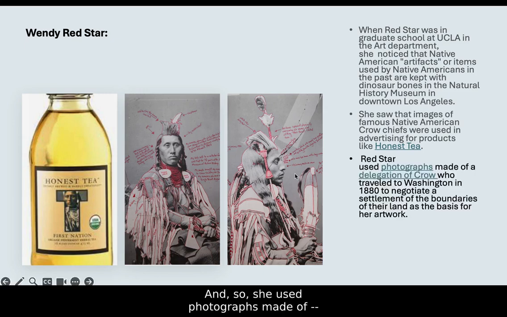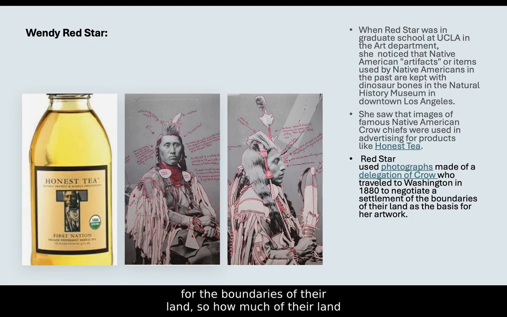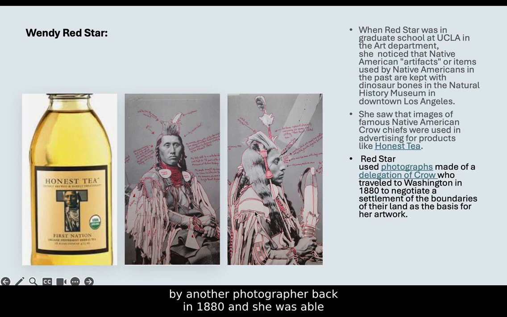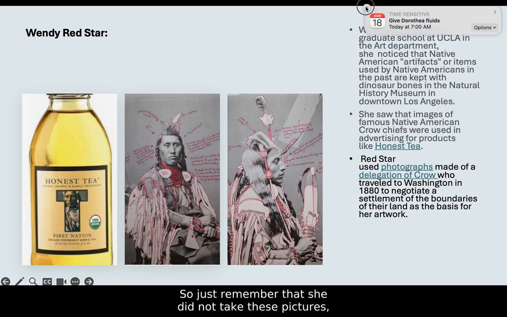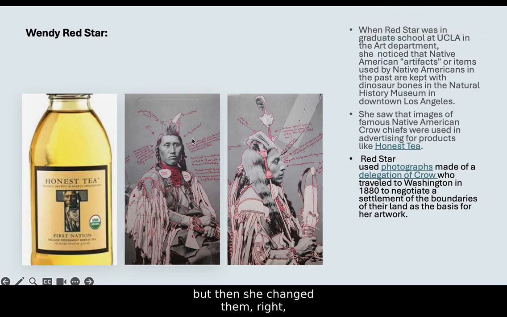And so she used photographs made of a delegation of Crow who traveled to Washington in 1880. So again, this is very close to the time when Gertrude Käsebier is making her work in the 1890s. And these Crow went to Washington to negotiate for the boundaries of their land, so how much of their land they were going to keep. And so she found these old photographs that were taken by another photographer back in 1880, and she was able to digitally photograph them and print them out and use them as the basis for her own artwork. So just remember that she did not take these pictures. They were taken by another photographer in 1880. But then she changed them, right? She appropriated the images and then she changed them.